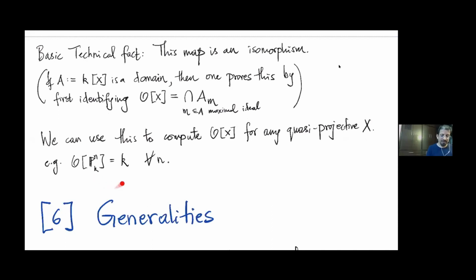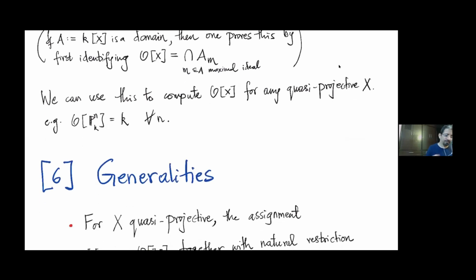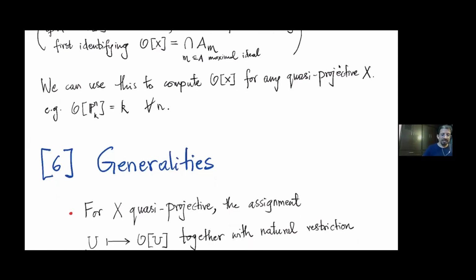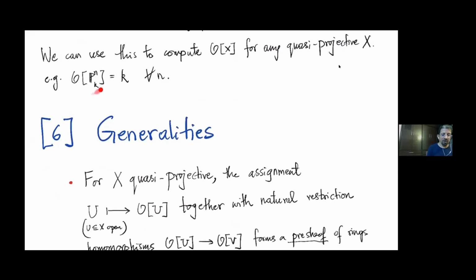And this might be familiar to you from complex analysis. For example, when n equals 1, P^1(C) is the Riemann sphere, the extended complex plane. And we know that by Liouville's theorem, the holomorphic functions on the Riemann sphere are constants. So that is reflected algebraically here. For projective space, it's K. So what this tells us is that the ring of global regular functions on projective space gives us no information about what this space looks like.